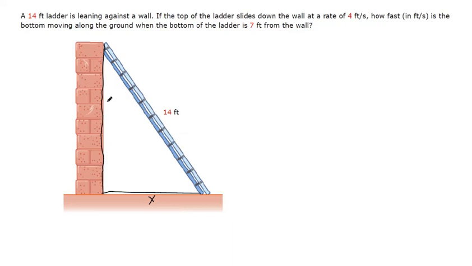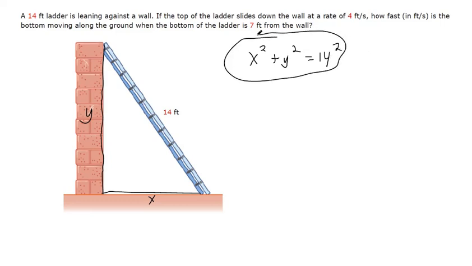So we don't know what this is, so we could call this distance y, and we can make an equation involving x and y using the Pythagorean theorem. A squared plus b squared would equal c squared. Okay, so we're looking for x prime from this equation. And if we take a derivative with respect to x, we're not going to get x prime out of it, right? You're going to get 2x plus 2y times y prime equals 0. That's the derivative with respect to x.